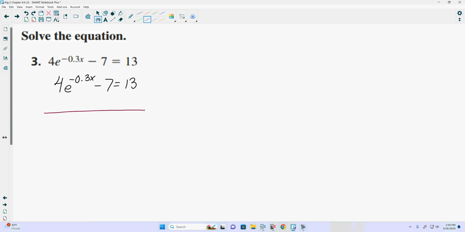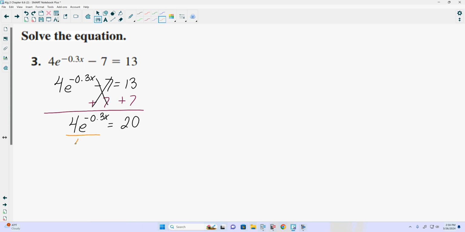We're going to have to use that, but we'll have to use it later. We've got to get that by itself. Oh, add 7. We have to add the 7 to both sides because our negative 7 plus 7 will cancel, leaving us with 4e to the negative 0.3x is equal to 20. What will we do next?